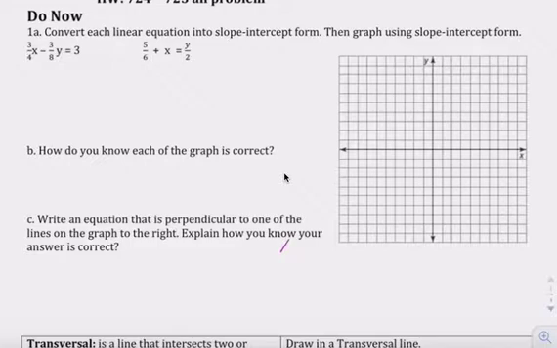Convert each linear equation into slope-intercept form. That's y equals mx plus b. Then graph using slope-intercept form.